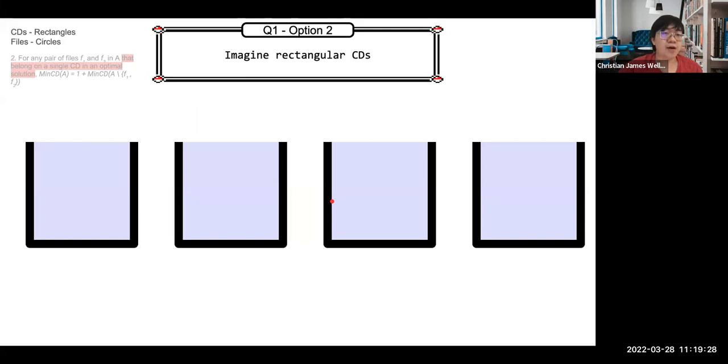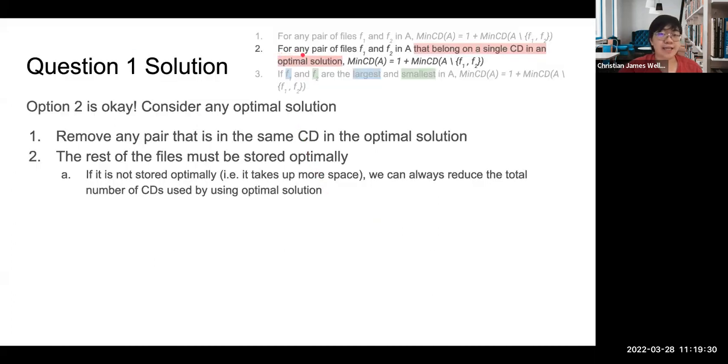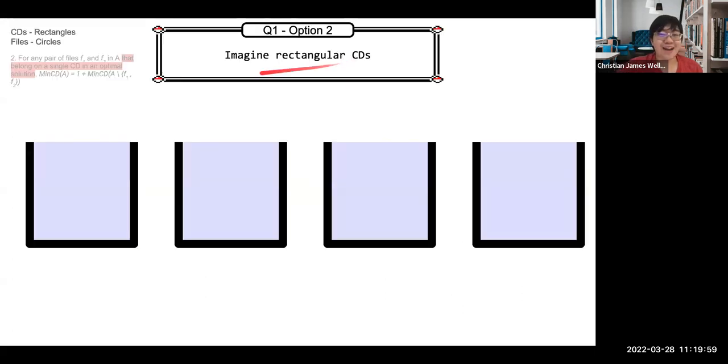Maybe I'll just go through the option again. It says, for any pair of files F1 and F2 that belong on a single CD in an optimal solution, the ordering is a bit funny, in the sense that we claim that we know how the CD is stored in an optimal solution. Then you remove it, and by recursing on the set with those 2 files removed, you can get the optimal solution to the current one. I think what I just described might have been confusing, but let's see a diagram.